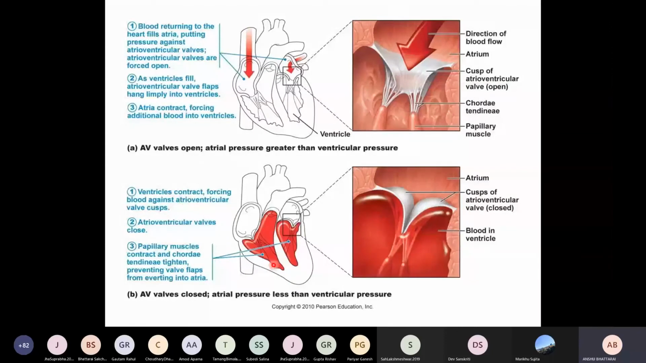Like I mentioned earlier, when the ventricles contract, they force the blood against these atrioventricular valve cusps, due to which there is closure of the atrioventricular valves. See here, the atrioventricular valves are now closed. Then the papillary muscles also contract and the chordae tendineae tighten. This prevents the valve flaps from everting back into the atria and becoming incompetent, causing prolapse and regurgitation. So AV valves are closed when the atrial pressure is less than the ventricular pressure.